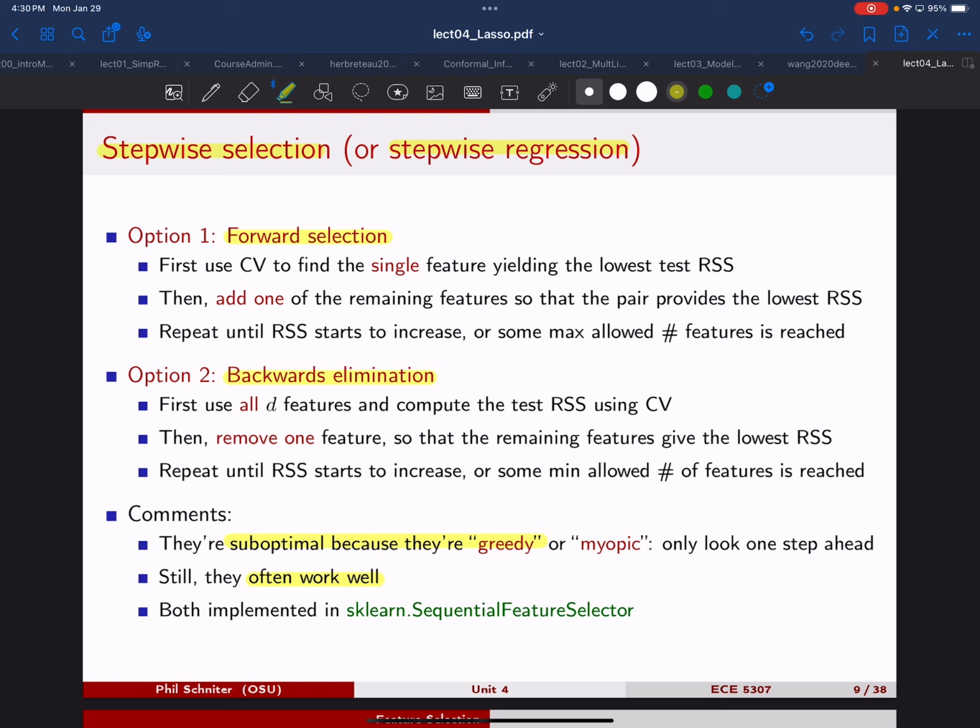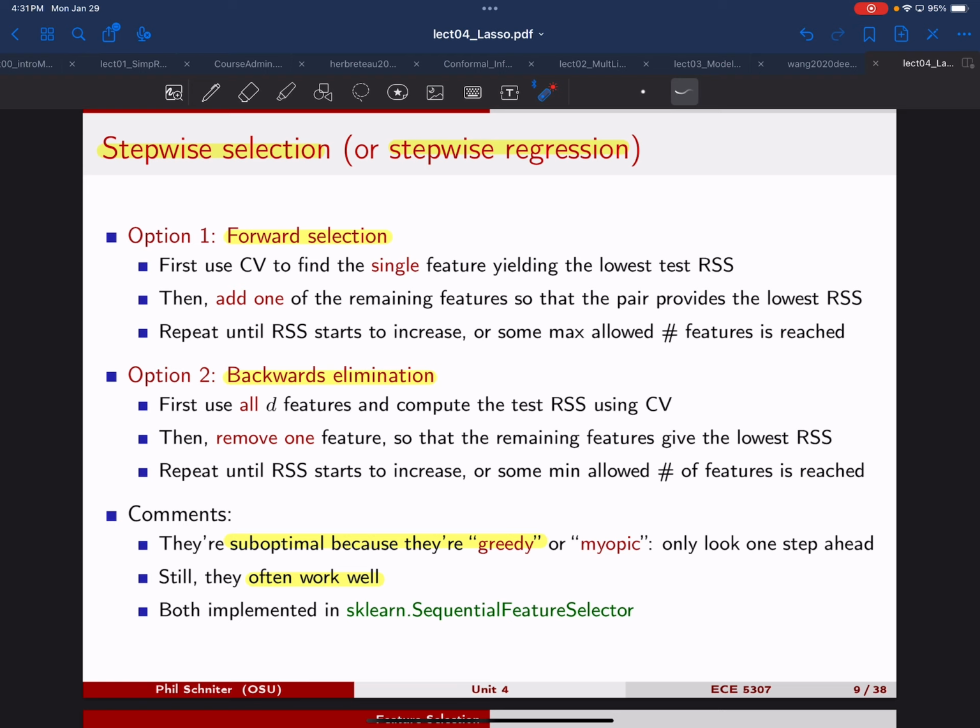And these are implemented very nicely in sklearn in the sequential feature selector. You just give it the model, you give it the data, you give it the cross-validation type you want to do, and it has a few other parameters for the stopping criteria and so on. But otherwise, it's very easy to use. Just a few lines of code. Okay, so that's this method.